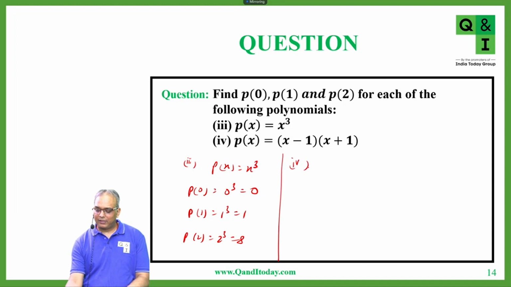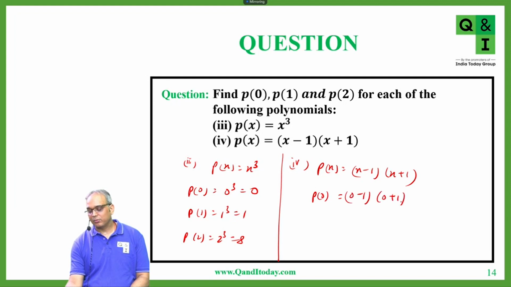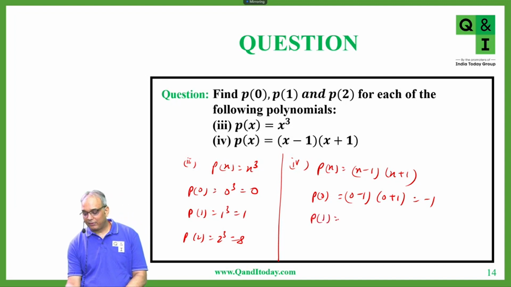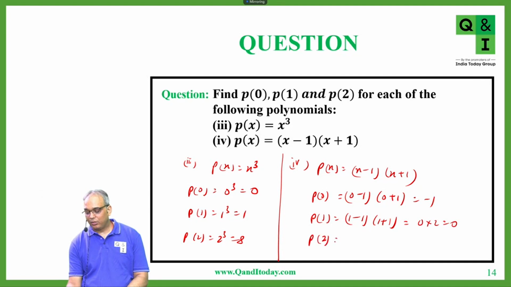Now for the fourth one, we have P of x is x minus 1 into x plus 1. So P of 0 will be 0 minus 1 into 0 plus 1, that is minus 1. Okay. And then P of 1 is 1 minus 1 into 1 plus 1. So this is 0 into 2, that is 0. And P of 2 is 2 minus 1 into 2 plus 1. So which is 1 into 3, that is 3.